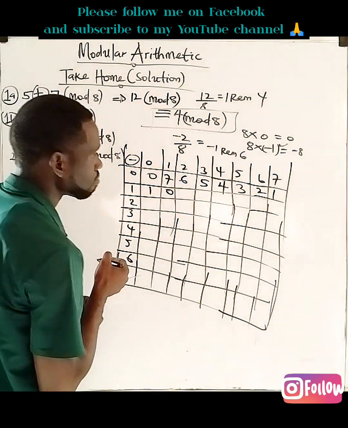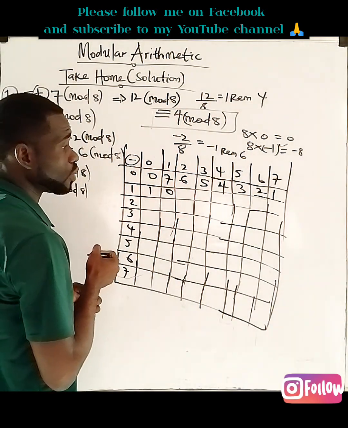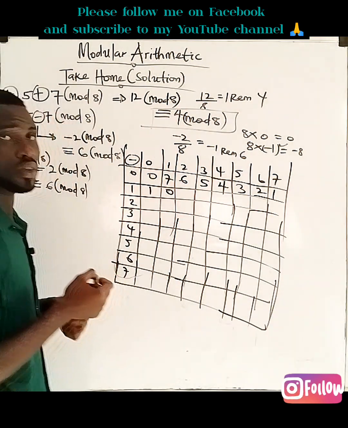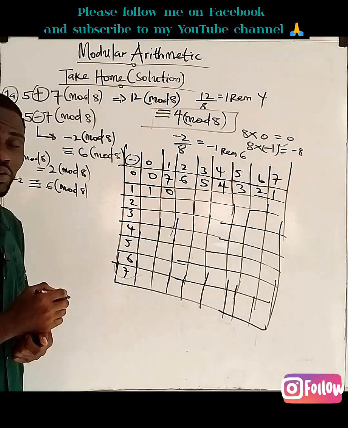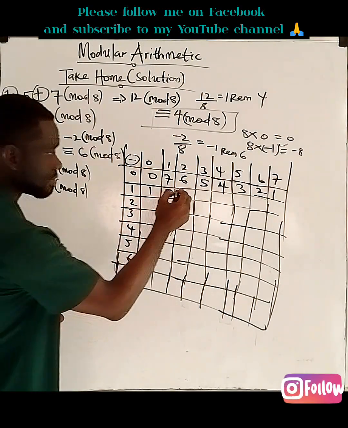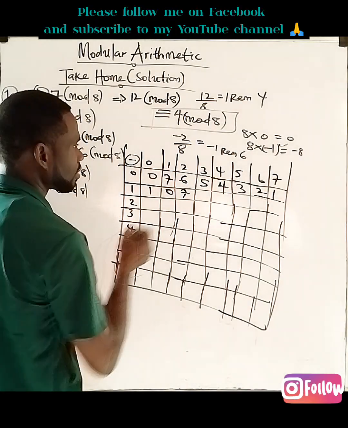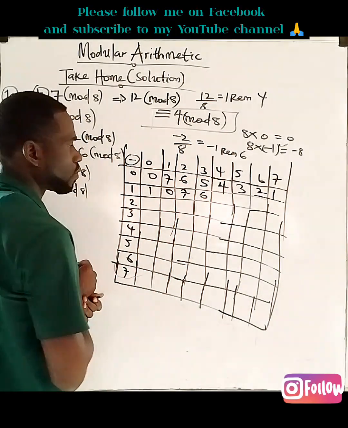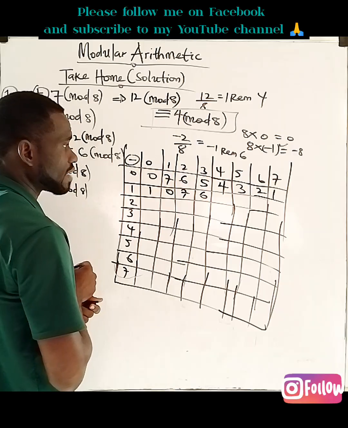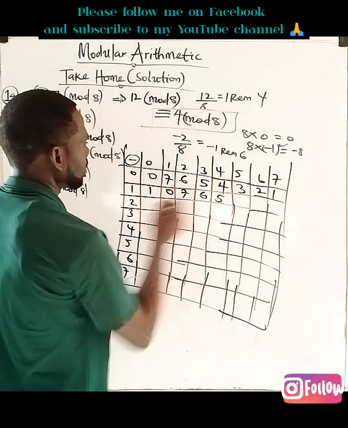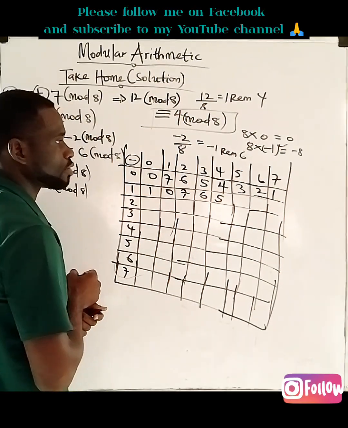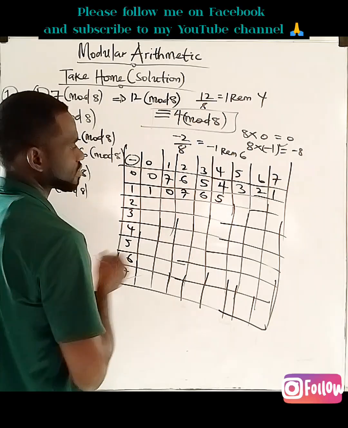1 minus 2 is minus 1, to be written in modulo 8. Ordinarily, minus 1 is 7 modulo 8, so that will give us 7. 1 minus 3 is minus 2, to be written in modulo 8. That will give us 6. 1 minus 4 is minus 3, that will give us 5. 1 minus 5 is minus 4, that will give us 4 modulo 8.